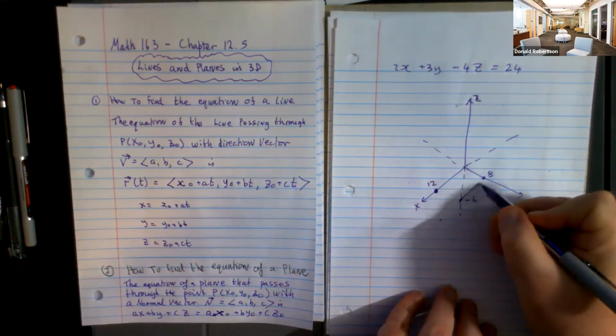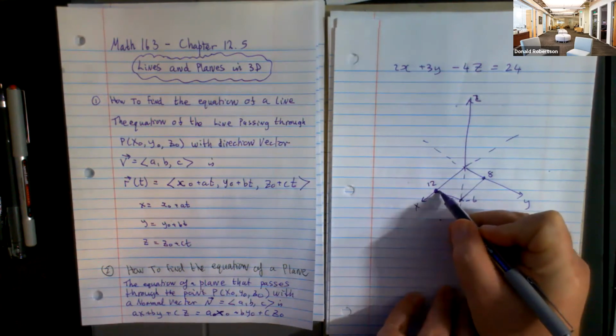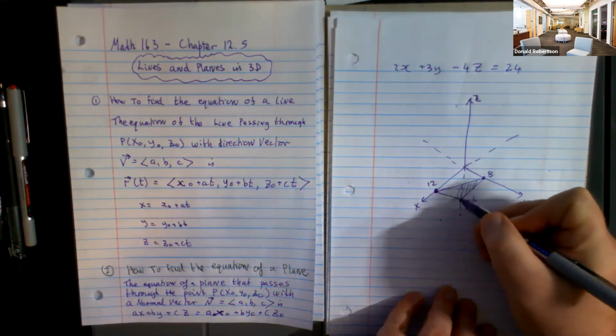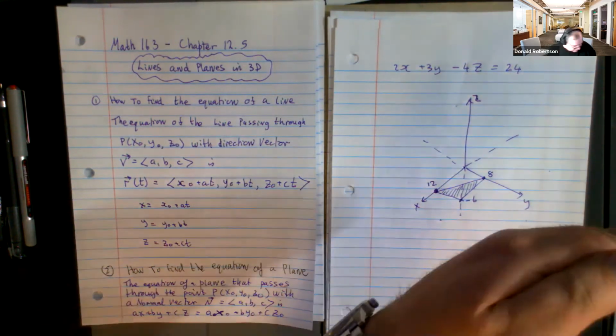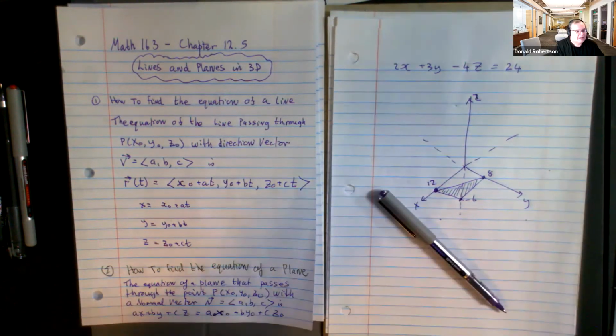Now, if you join this together, do you see that you make a little kind of triangle-y thing? Isn't that triangle basically drawn inside the plane? Doesn't it give you a slight orientation of what that darn plane looks like?